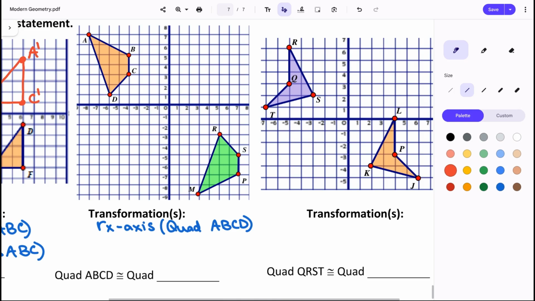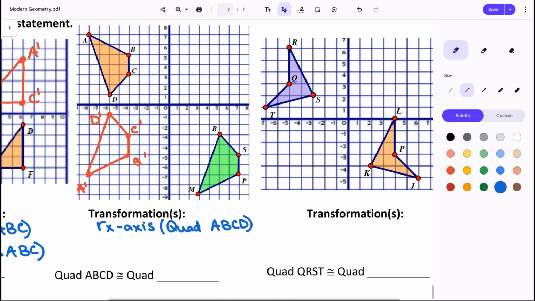All right, so let's go ahead and reflect that. I'm going to count my squares. So for D prime, I'm going to go down 1 from the x-axis. A prime, I'm going to go down 7. C prime is down 3, and B prime is down 5. Are they facing the same direction now? Yeah. Okay. What do you want to do next?